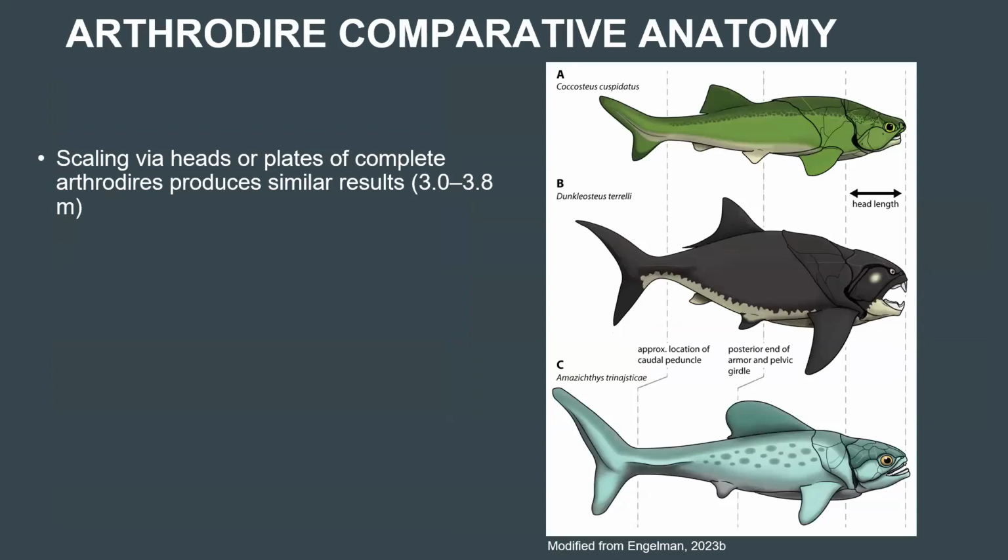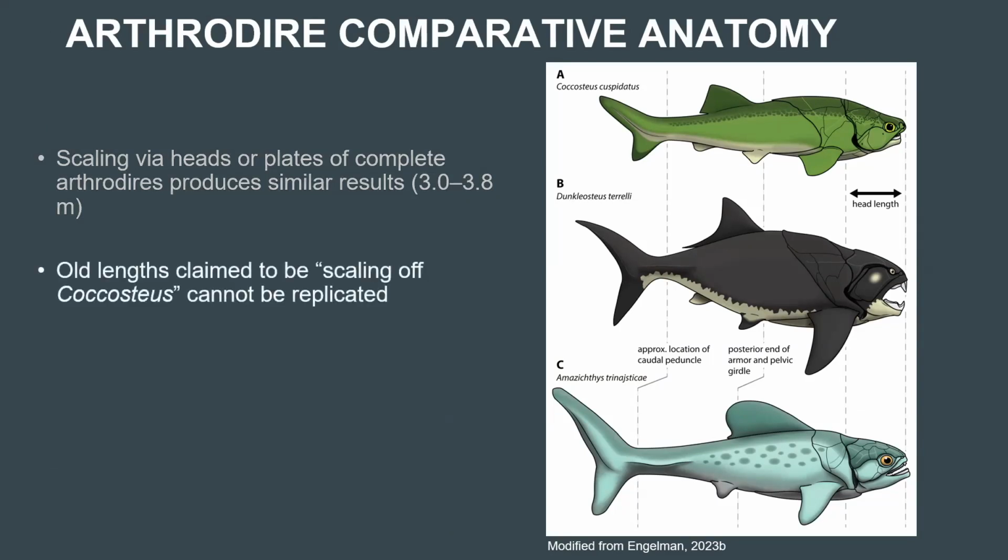So scaling via the head and scaling via other plates of complete Arthrodires produces the same results you see here. You get 3 to 3.8 meters. What's funny is that these old lengths, these old studies that often claim, oh, we estimated and reconstructed the body based on Coccosteus, their methods can't be replicated, and it's not even clear how they got those estimates in the first place. I suspect they may have used mandible length, but even that doesn't replicate their claims. I actually think there are some typos in some of these papers that led to people thinking this fish is a lot bigger than it actually is.